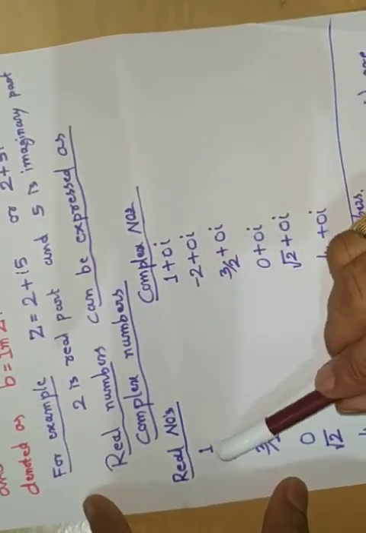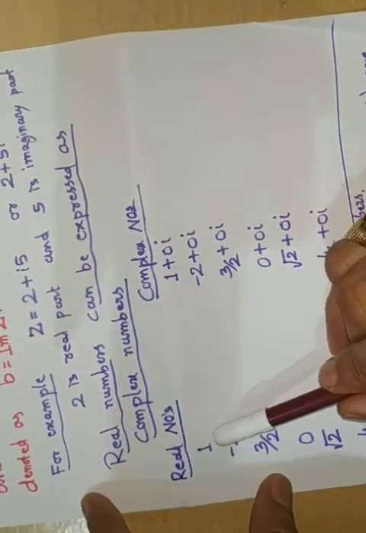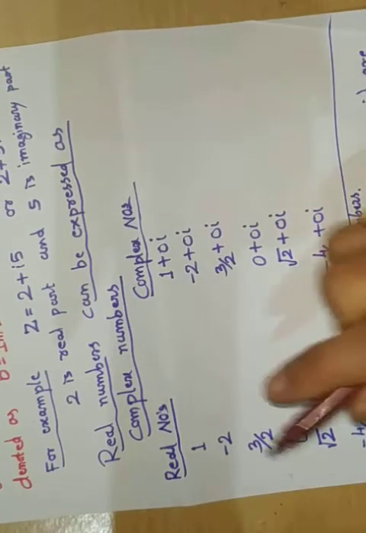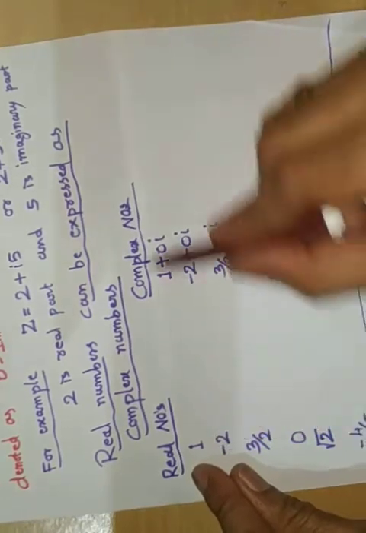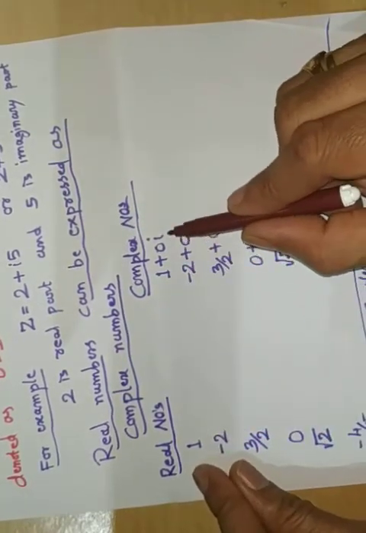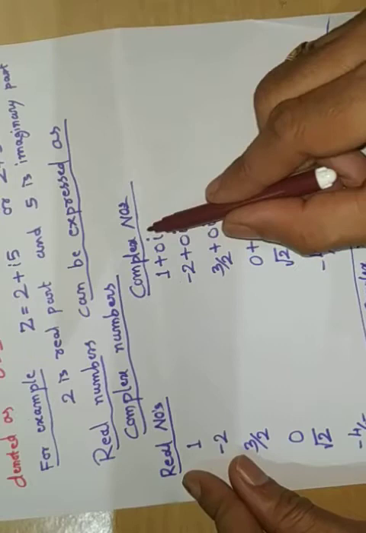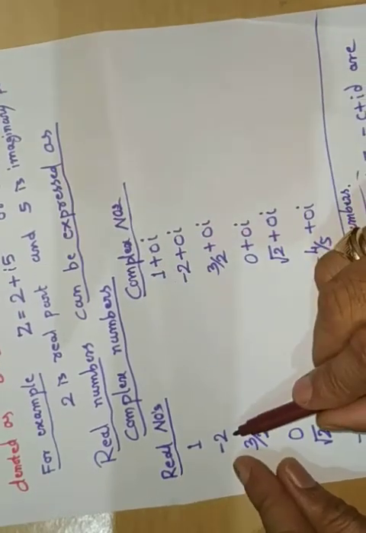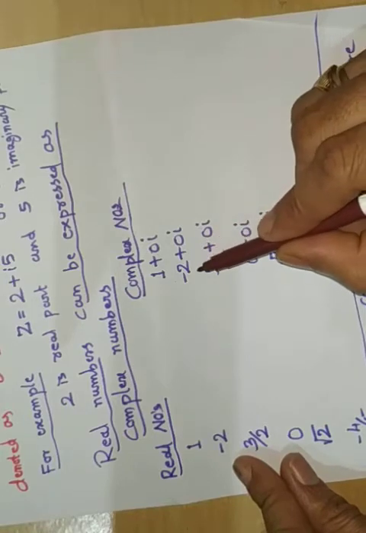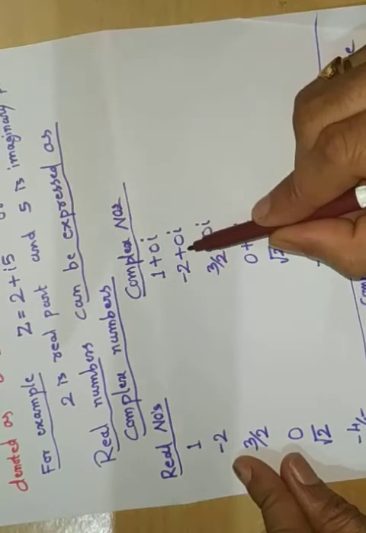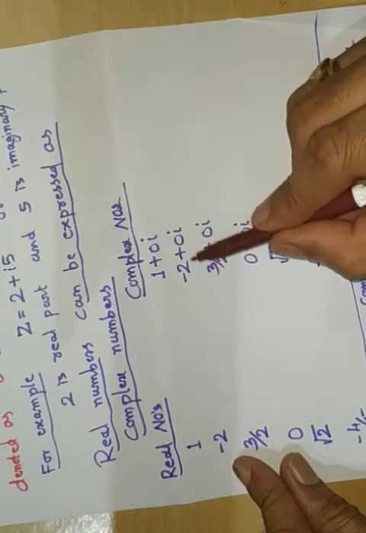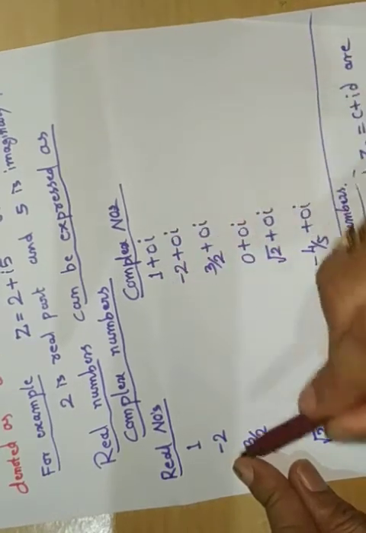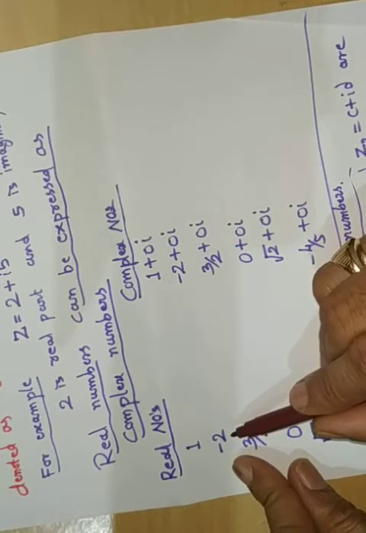Here are some examples. Real numbers are collected this side and their complex forms are written. 1 is a real number. Its complex form is 1 plus 0i. 1 plus 0i means there is no imaginary part, only the real part is there. Minus 2 can be expressed as minus 2 plus 0i, which is the complex form of the real number minus 2.